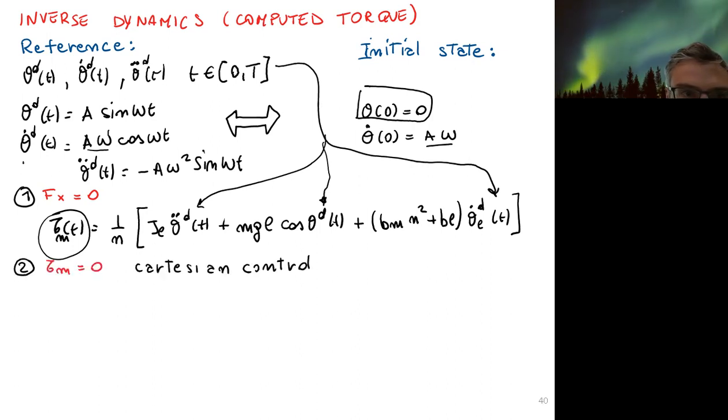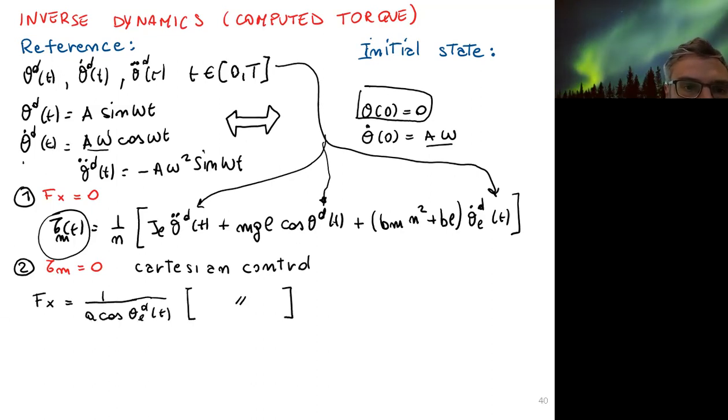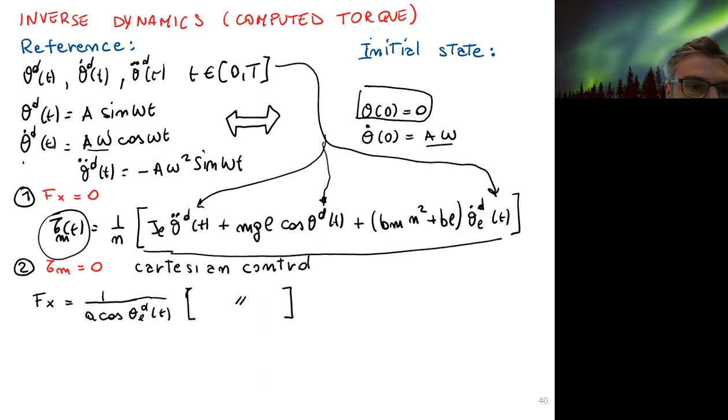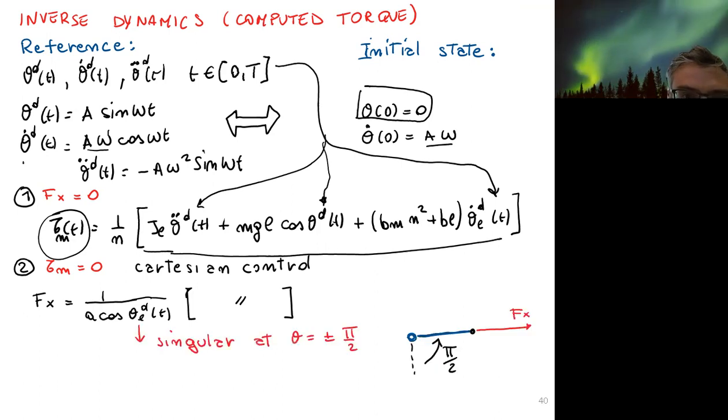Then we can also do the other way around. We set the other input, tau m, to 0, and we compute the profile of fx to achieve that motion. And we see here that we have one problem, because what is between brackets is this part here, but we divide by cosine of theta L. And cosine of theta L can go to 0 if you have theta equal to plus or minus pi half, for example. And this actually makes this fx go to infinity.